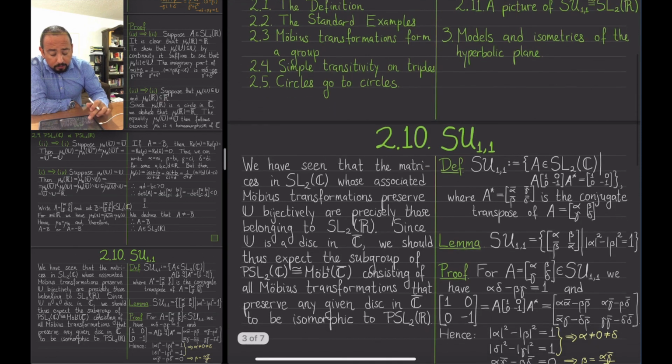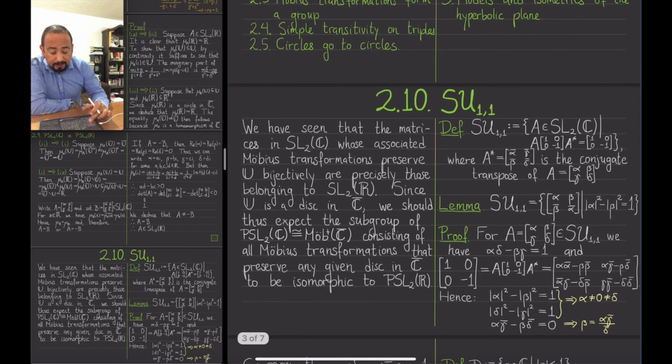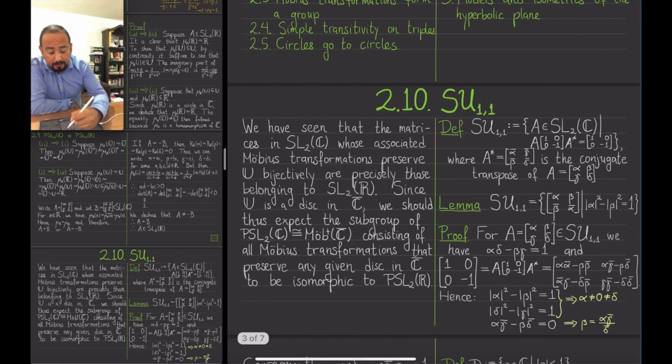Okay, so we saw last class that the 2x2 matrices with complex entries and determinant 1, whose associated Möbius transformations preserve the upper half plane bijectively, are precisely those 2x2 complex matrices of determinant 1 whose entries are actually all real.